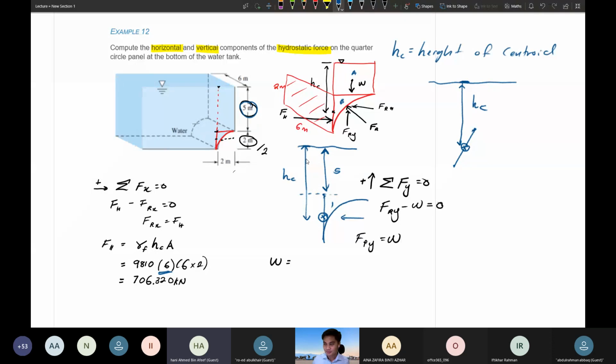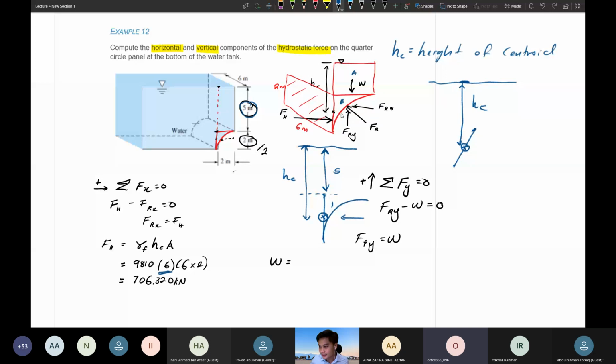Because block A is exerting force on block B. Okay, block B doesn't have any force? Yes, it also has. So what do you think? Block A or block B or both? Both. Okay, block A and block B combine together to produce the weight force. Okay, everyone.